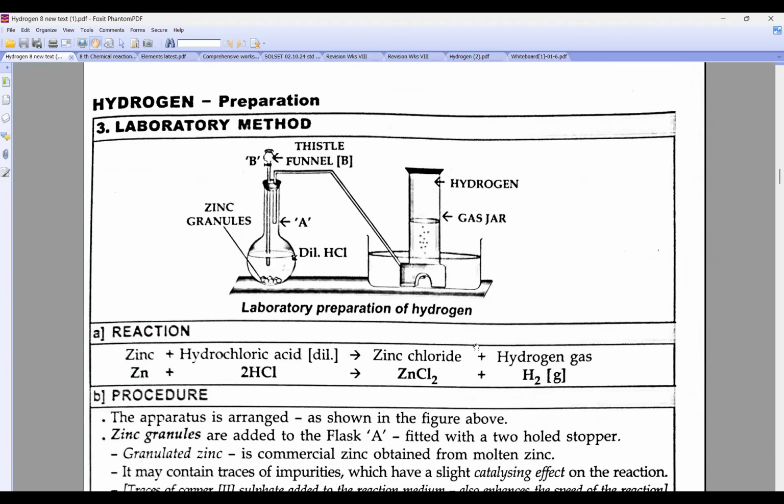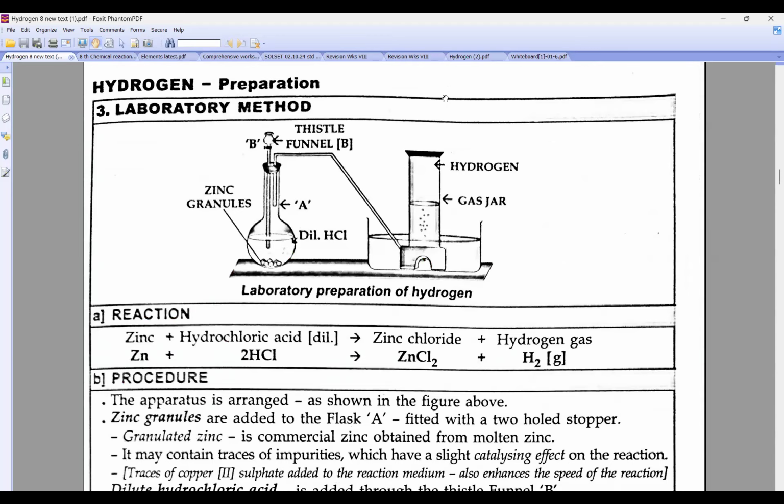Then laboratory preparation. In laboratory preparation many questions they will ask you. First, which zinc do we have to use? In a diagram based question they won't give this. So what will you write? Zinc granules. Don't write zinc, write zinc granules. Why do we use zinc granules? Because zinc granules have traces of slight impurity which has a slight catalyzing effect. Clear?